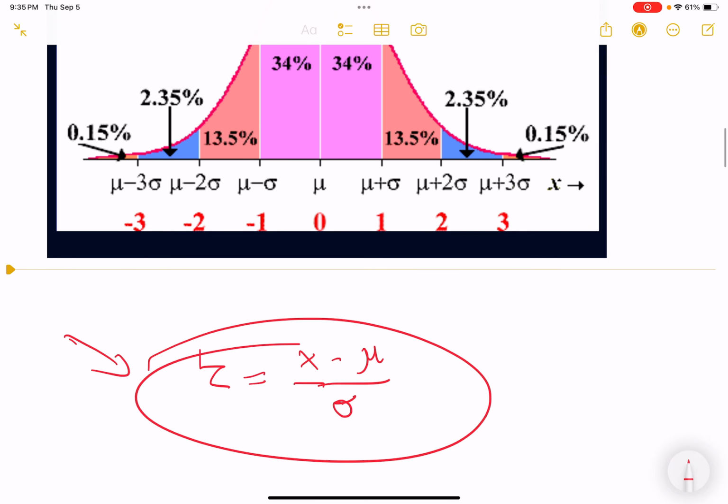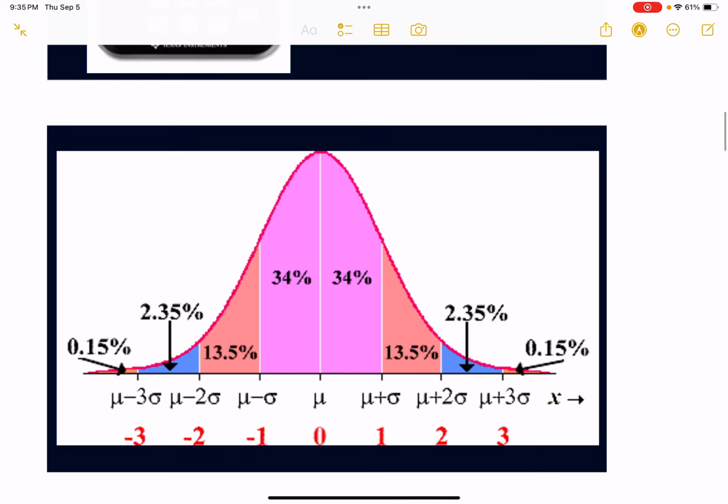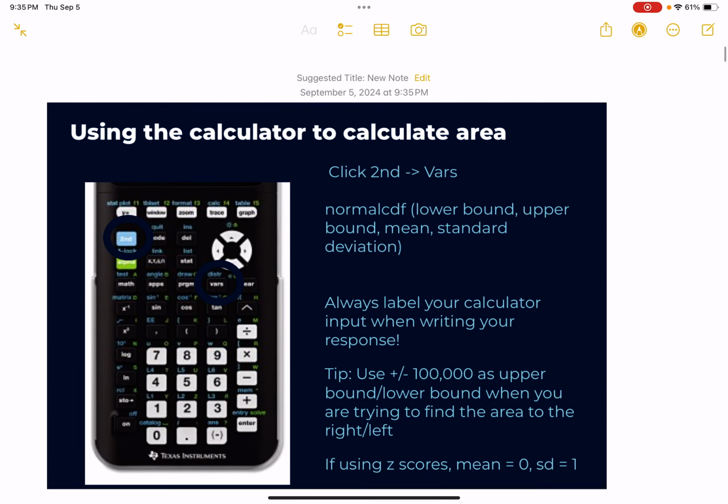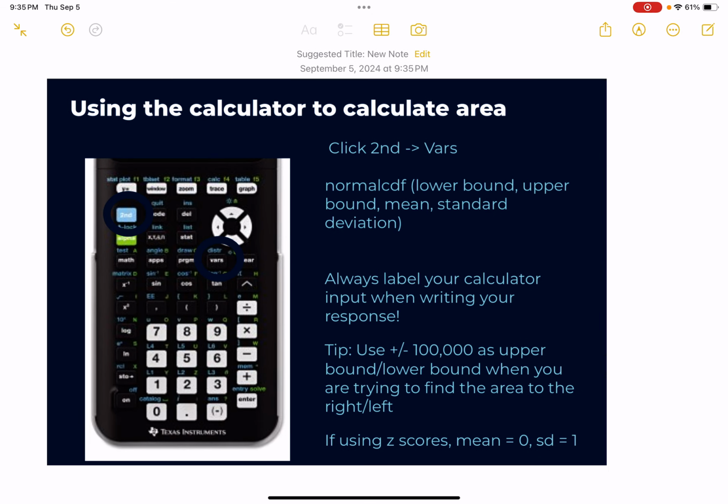We got comfortable with this tool, z equals x minus mean over standard deviation. We looked at the empirical rule and its distribution of data for an approximation so we can solve problems, and we got comfy with our calculators. That's been a lot. You are all heroes. I adore you from the bottom of my heart.